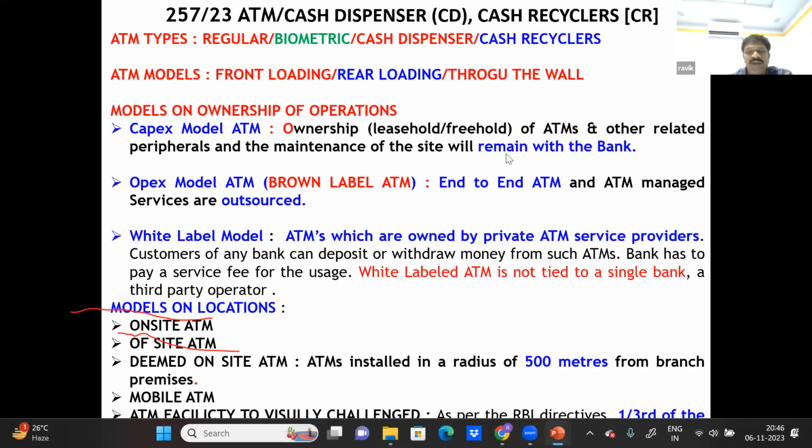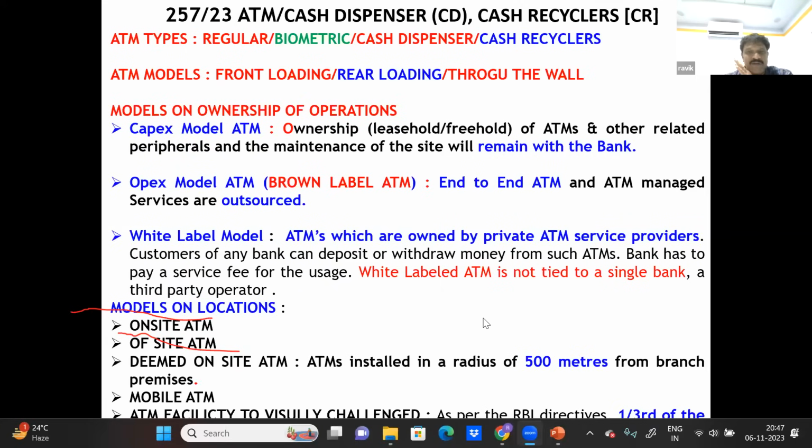Now we came to ATM. Okay. After this policy, we will end the session for today. So for ATM, they have given only one policy. ATM, cash dispenser, everything in one policy. Let us understand how many types of ATMs you have. Regular ATM, which you are seeing in the branch. Biometric ATMs are there. Cash dispensers are there. Cash recyclers are also there. So 4 types of ATMs we have.